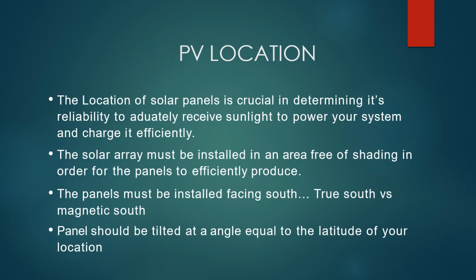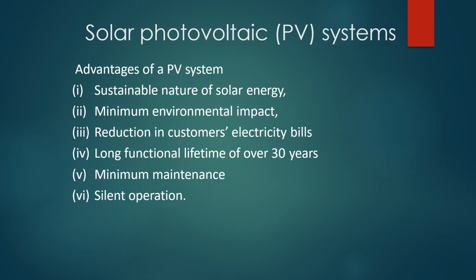PV arrays can be mounted on rooftops, ground or another type of structure. Some of the considerations for the array location are we have to select a location that has maximum sun exposure and limited shading throughout the year. And the panel must be installed facing south and should be tilted at an angle equal to the latitude of the location. Advantages of a grid system are the sustainable nature of solar energy and they do not harm the environment.